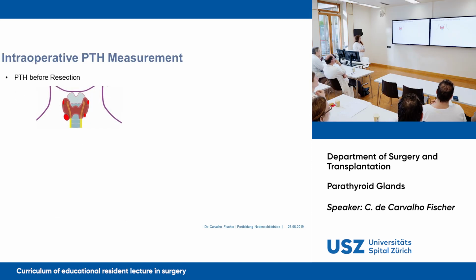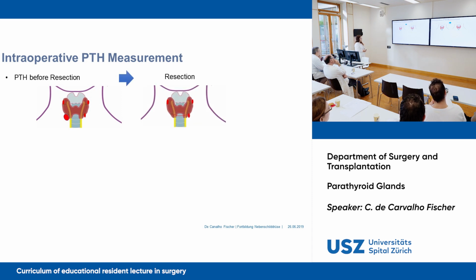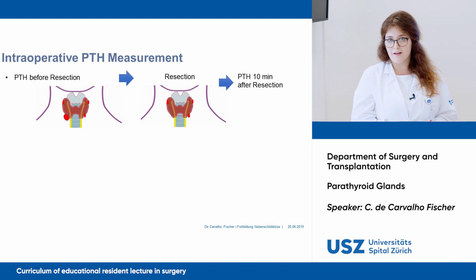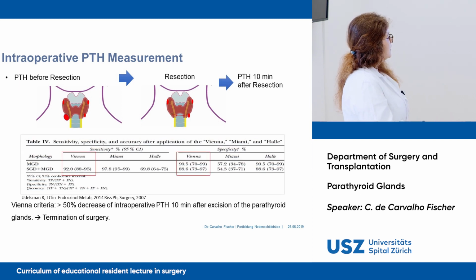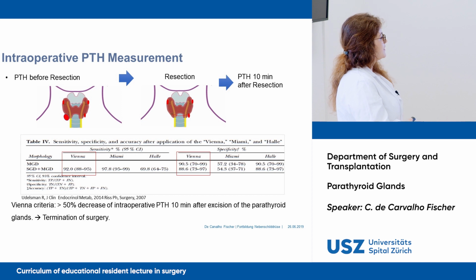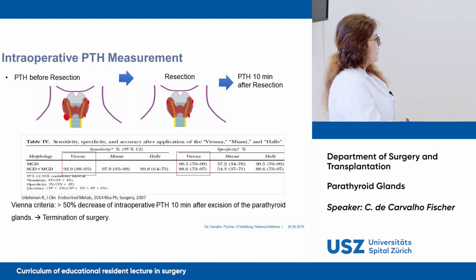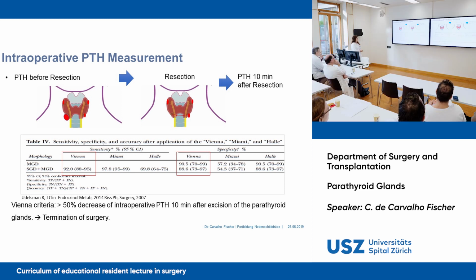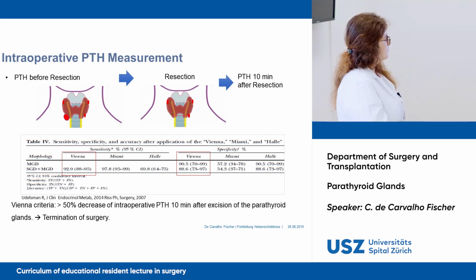So how does this intraoperative PTH measurement work? We measure PTH before resection, then we resect the parathyroid gland, and then we measure 10 minutes after resection. We use the Vienna criteria because they have high sensitivity and specificity. The Vienna criteria are when more than 50% decrease of intraoperative PTH 10 minutes after excision of the parathyroid glands is observed, then we can terminate the surgery.